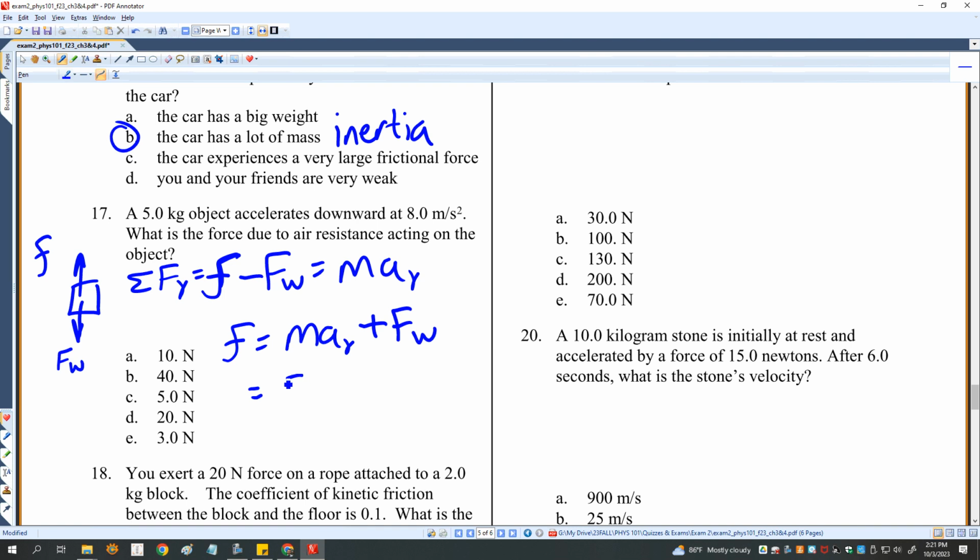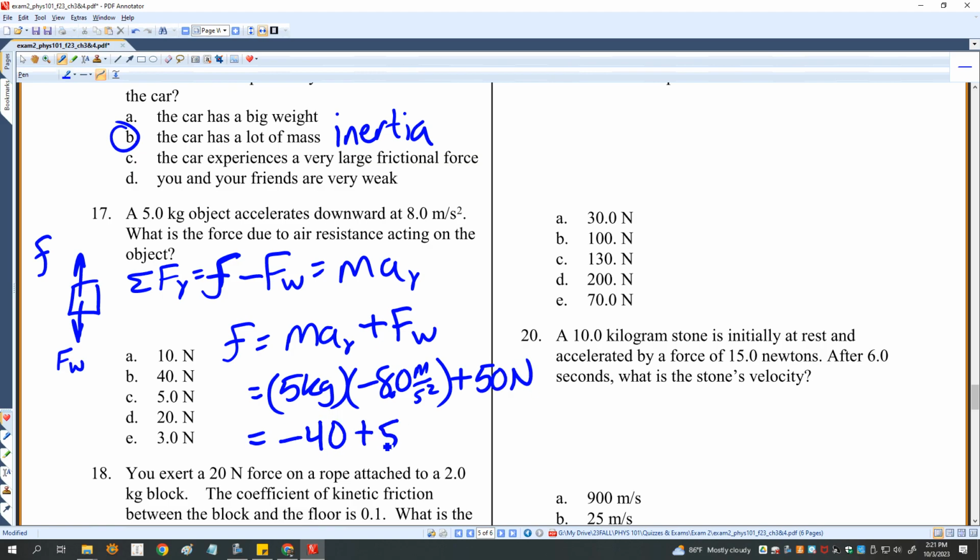m is the 5 kilograms. Be careful of my signs here. Minus 8 meters per second squared plus Fw, which is 5 times 10 or 50 newtons. So that's minus 40 plus 50, which is equal to 10.